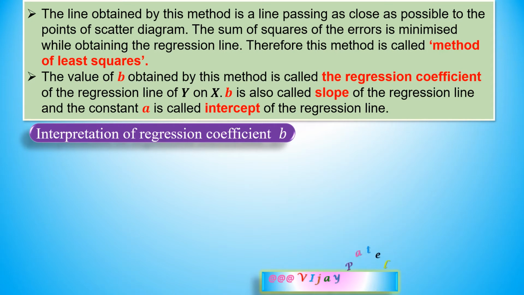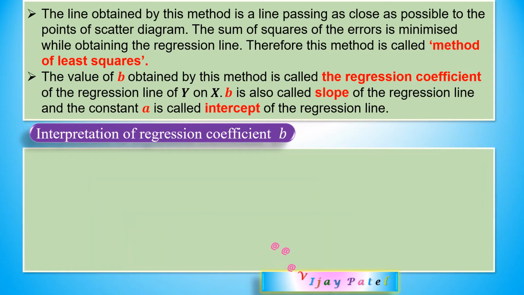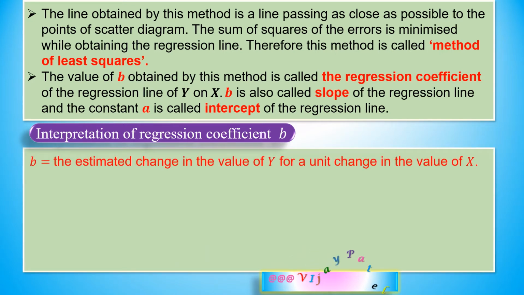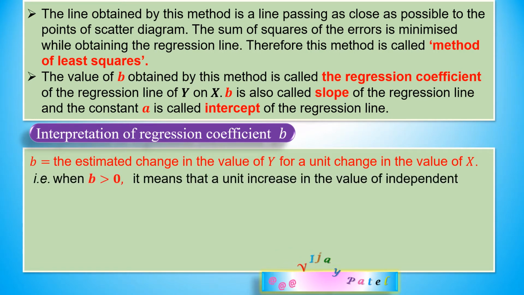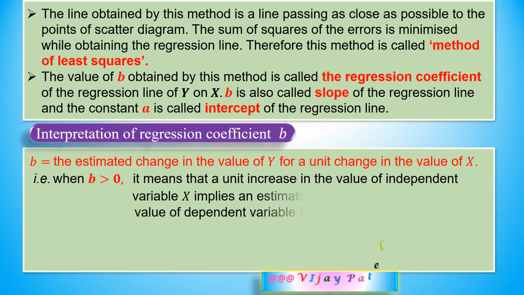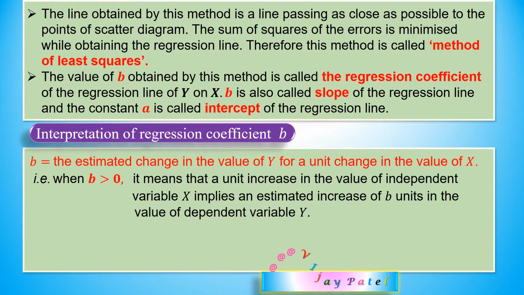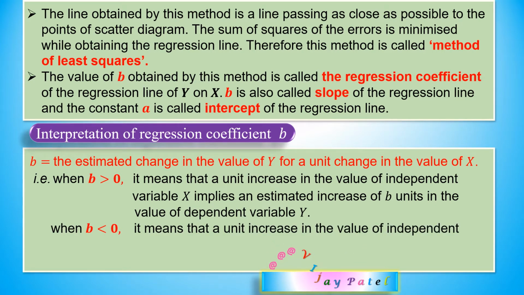Interpretation of regression coefficient b. b is the estimated change in the value of y for a unit change in the value of x. When b is greater than 0, it means it is positive. It means that a unit increase in the value of independent variable x implies an estimated increase of b units in the value of dependent variable y.